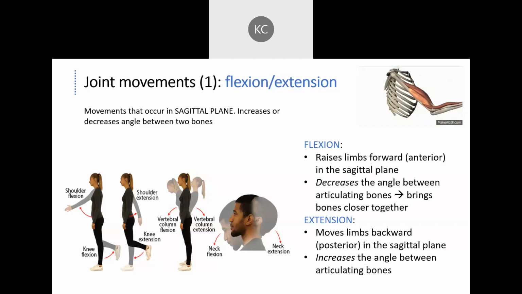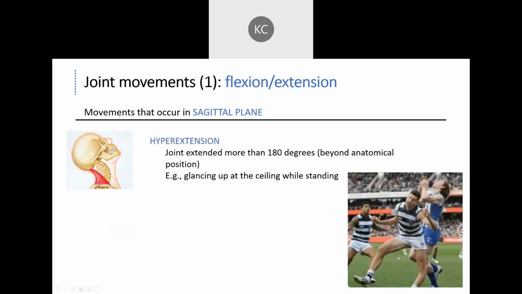Now you can go beyond some of these and you can have what's called hyperextension, right? So if we go to the next slide here, we can have hyperextension. If extension by definition was increasing the angle of a joint between two bones, hyperextension is just increasing it beyond anatomical position, so beyond the normal 180 degrees, right?